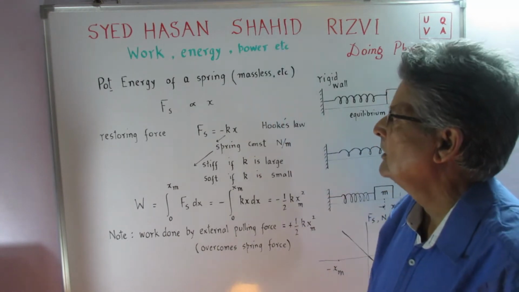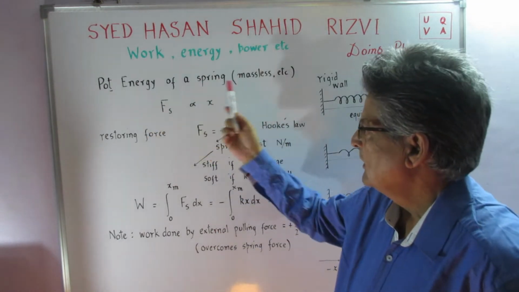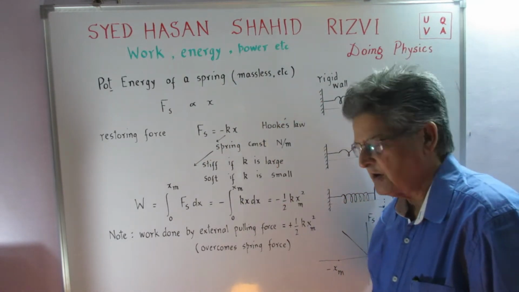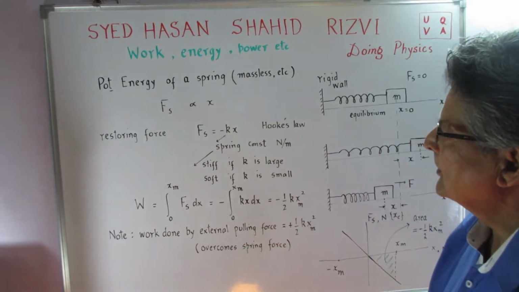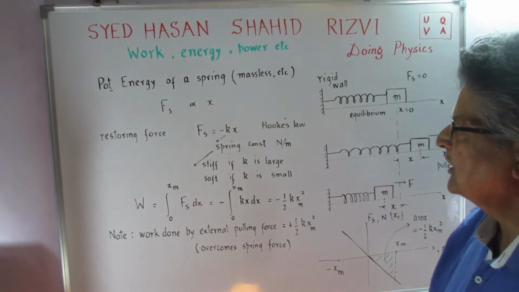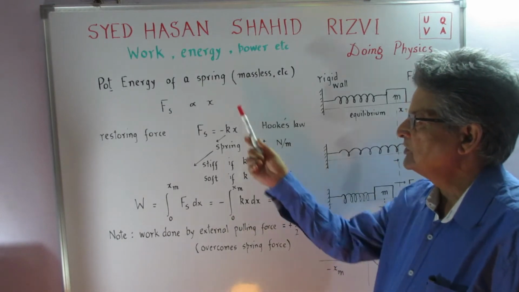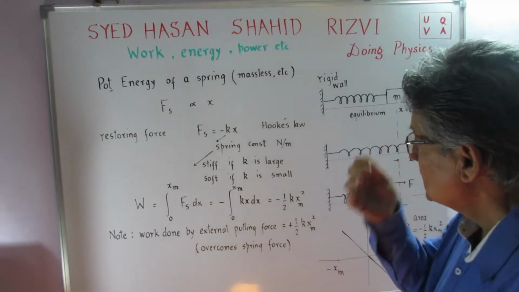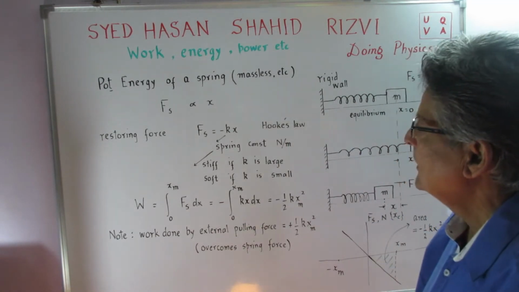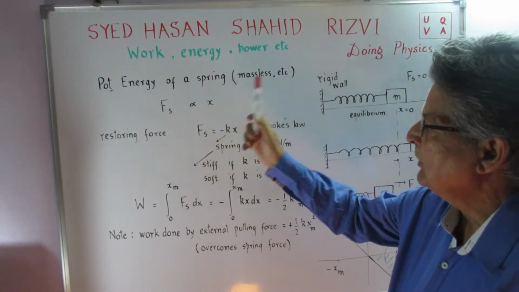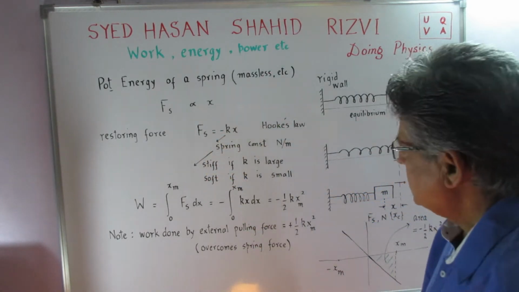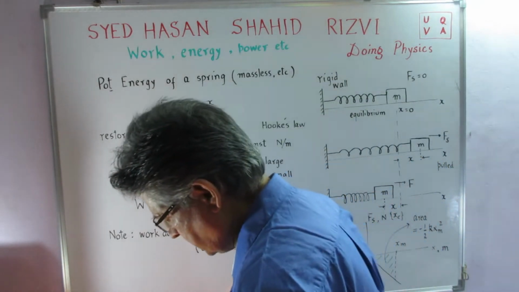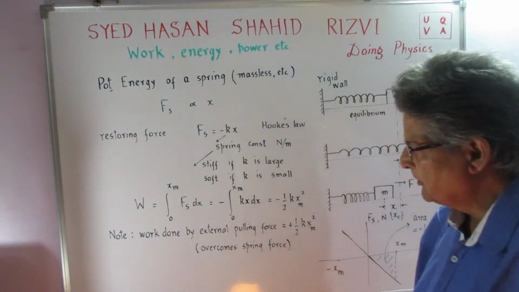mass attached to it. We'll talk about the potential energy of the spring, which has to be taken as massless. During its extension and contraction, the spring does not lose any energy by means of heat, etc. Okay, so here we have the force of a spring which is proportional to x, and the restoring force is equal to minus kx. The two are in opposite directions.